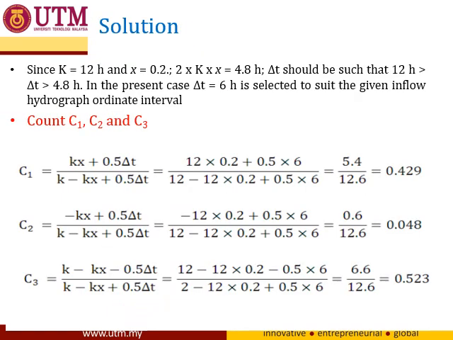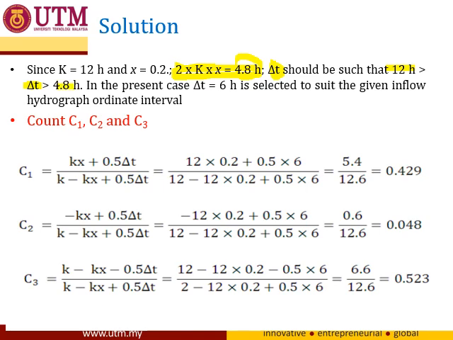So we have K, we have X. K is 12 hour, X is 0.2. Here are some tips or guide on what DT should be used. Here we can put 2 multiplied by K multiplied by X, we have 4.8 hour. So we can say the difference in time should be in between K and this 4.8 hour.